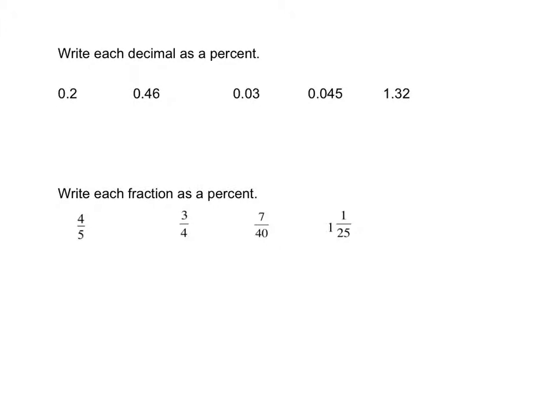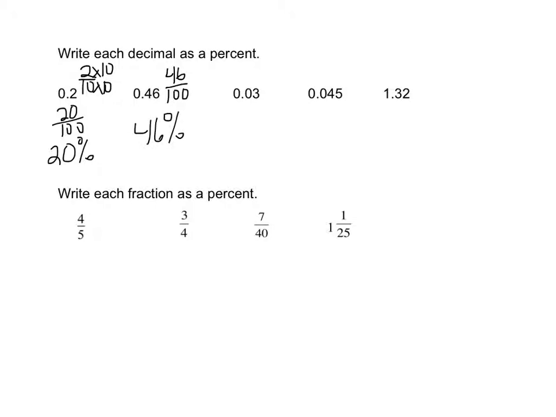Now we want to try and write each decimal as a percent. So this would be 2/10. Well, we always want to get it out of 100, so if I multiply the top by 10 and the bottom by 10, it becomes 20 out of 100, which would be the same as 20%. This would be 46 hundredths, so 46 out of 100, or 46%.